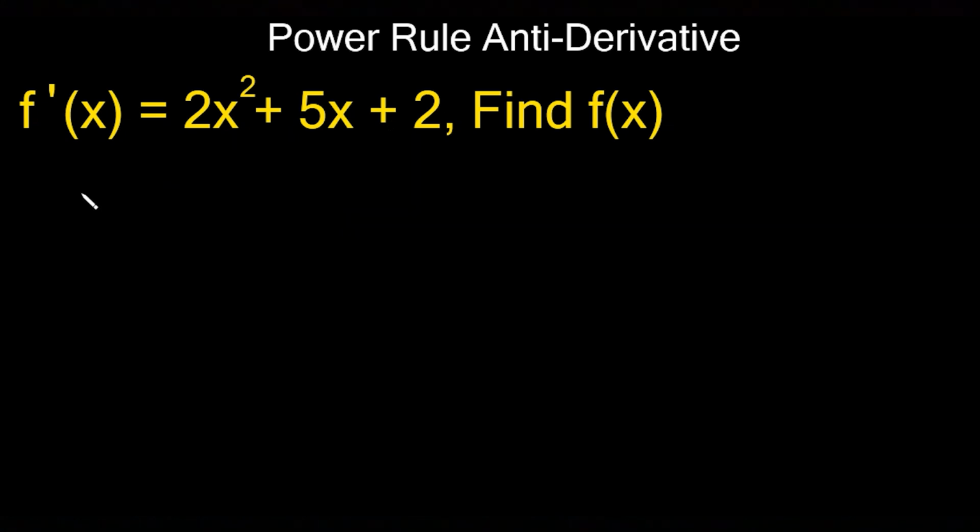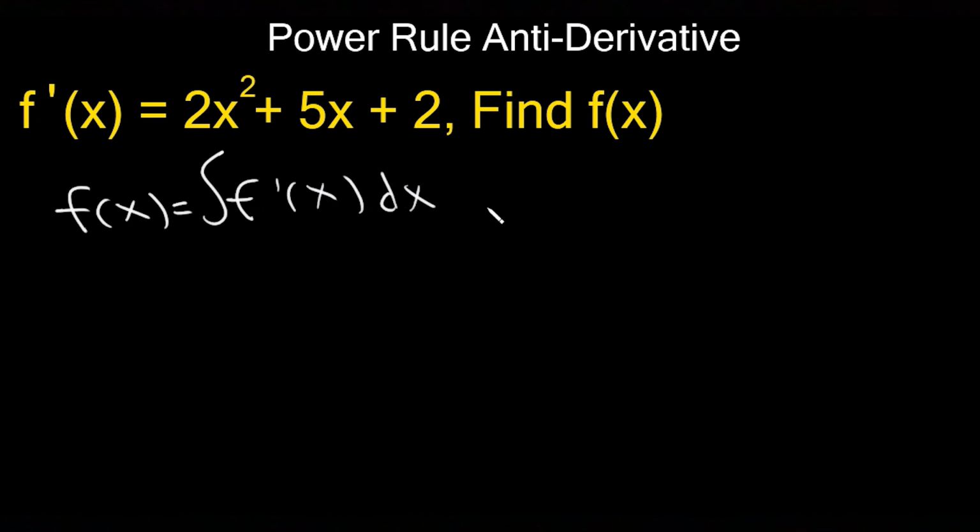So I'm going to say the following. I'm going to say f of x is equal to the indefinite integral of f prime of x and then dx. And then going ahead and doing the substitution here, I'm going to say equal to the indefinite integral of f prime of x, which is 2x squared, and then plus 5x, and then plus 2, and then dx.